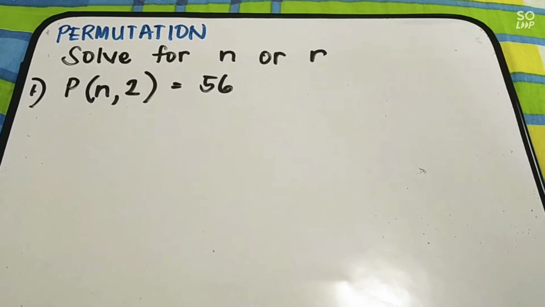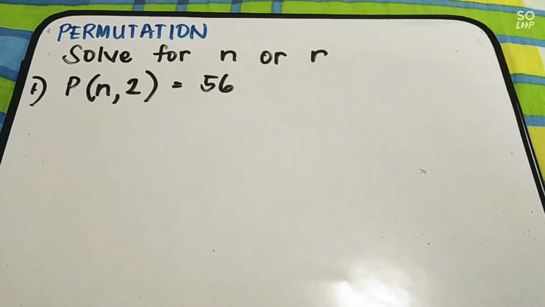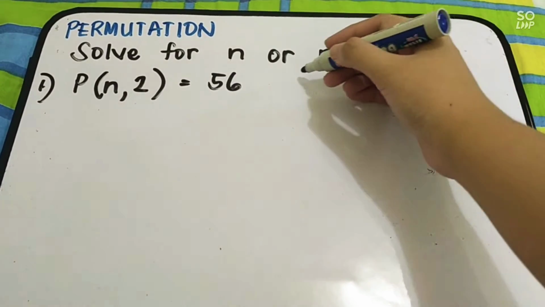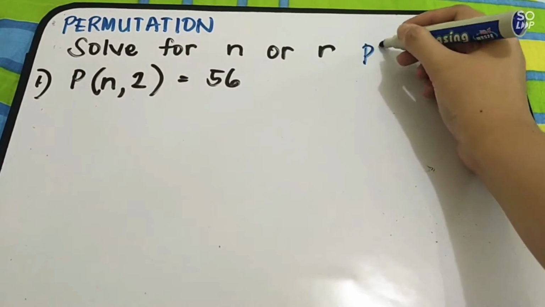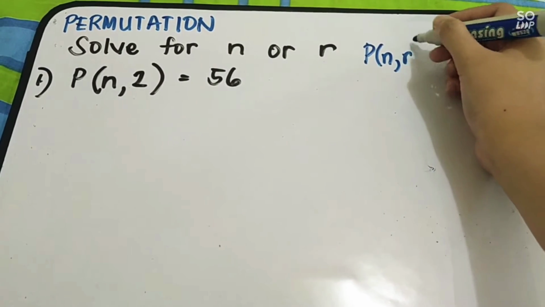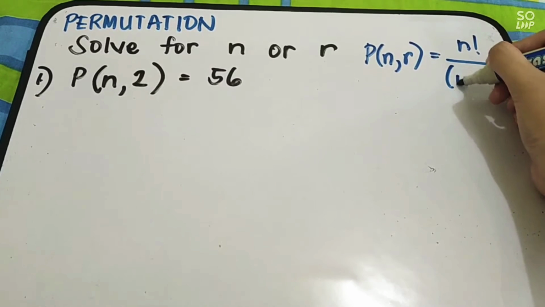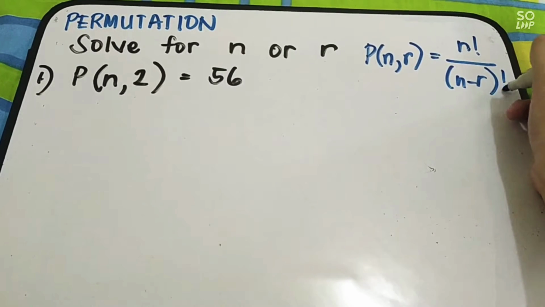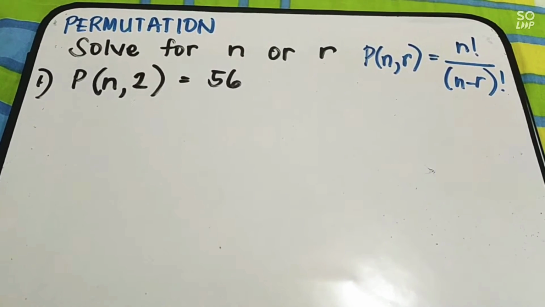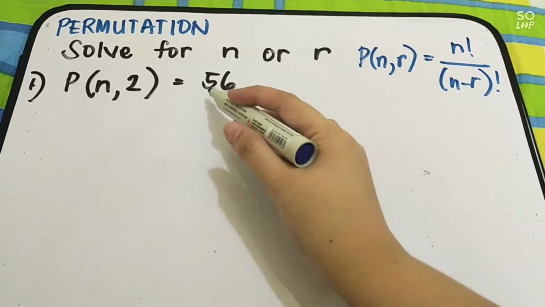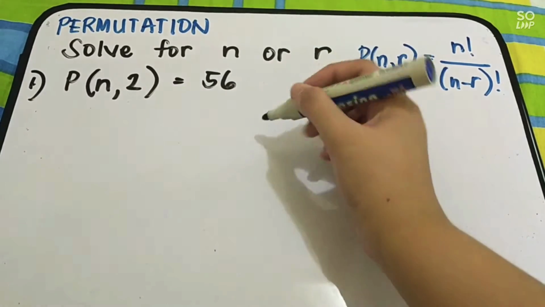We are going to apply the formula of permutation. So what's the formula? The formula of permutations: P(n,r) is equal to n factorial over n minus r factorial. You are going to apply this formula. So this is your P(n,r).